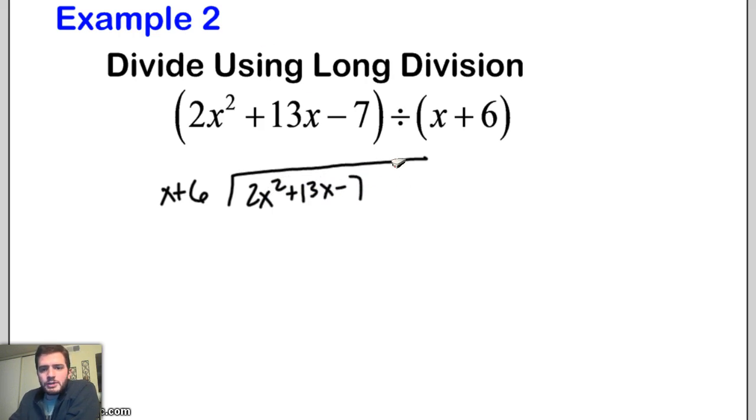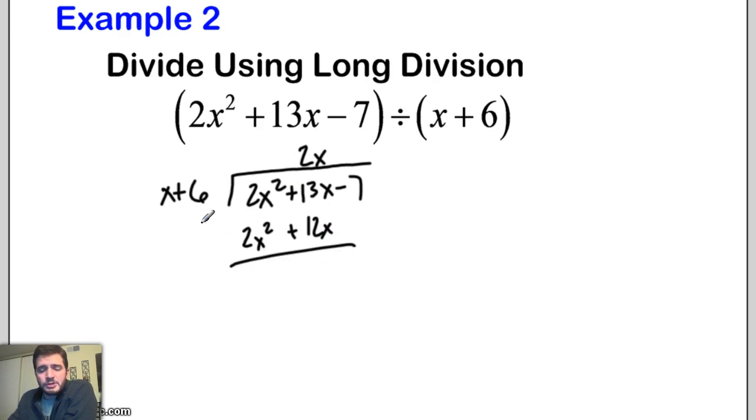I don't want you to think of it like what we were doing, but it's a little bit different. I want you to think, what do I need to multiply x by in order to get 2x squared? I would have to multiply by 2x, and I put it over whatever the term is. Let me show you. So 2x times x is 2x squared, and 2x times 6 is 12x.